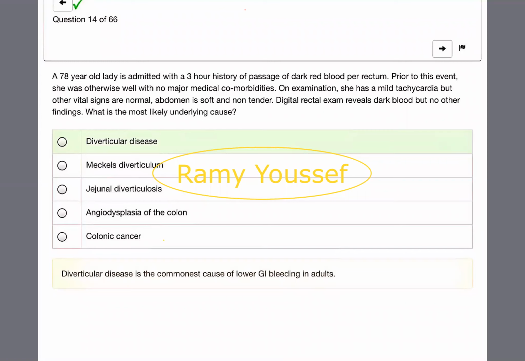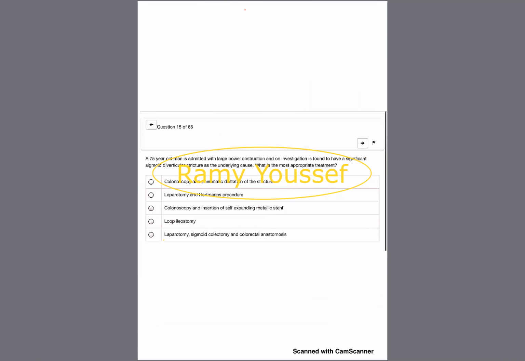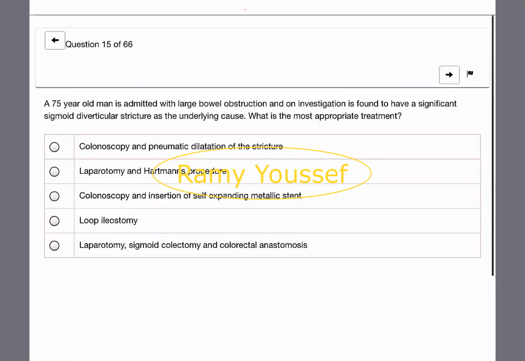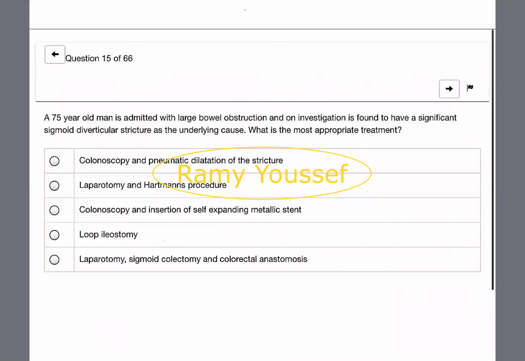Diverticular disease is the commonest cause of lower GIT bleeding in adults, and most commonly it will be dark blood. Next question. A 75-year-old man is admitted with a large bowel obstruction, and on investigation is found to have a significant sigmoid diverticular stricture. What is the most appropriate treatment? Colonoscopy and pneumatic dilatation? Don't dilate it, no. Laparotomy or Hartmann procedure? Colonoscopic self-expanding metal stent, loop ileostomy, laparotomy, sigmoidectomy, and colorectal anastomosis.